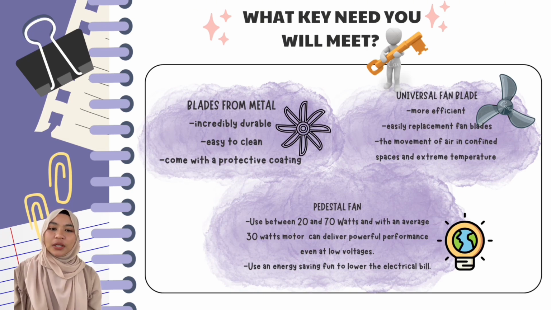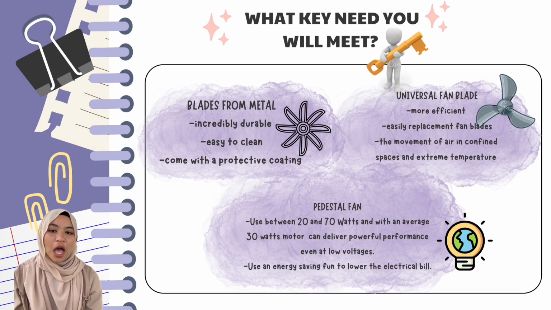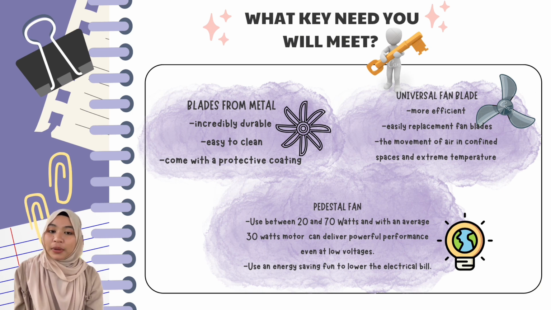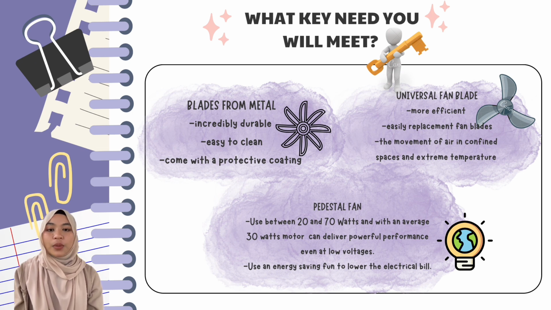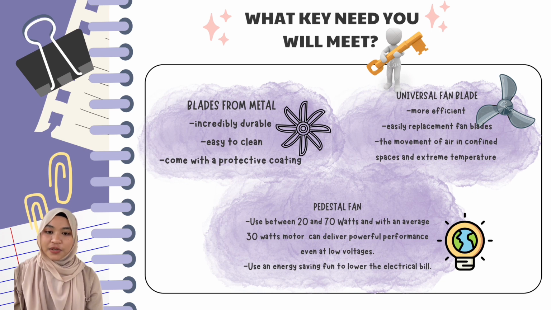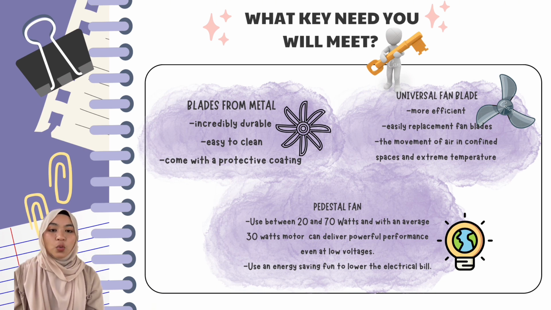So the first one: fan blades are made of metal. Among the advantages, metal blades are incredibly durable and will last for years. Furthermore, they are also easy to clean of dust, and you can use only water to clean them. Metal blades also have a strong airflow because they cut through the air with very little resistance.